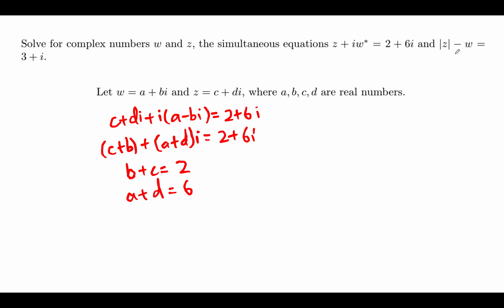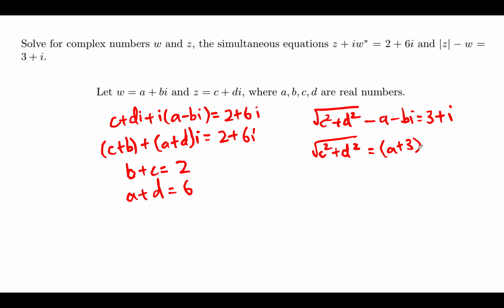Right, now we look at the second equation. Mod of z minus w equals 3 plus i. So the mod of z is the square root of c squared plus d squared, minus a minus bi, equals 3 plus i. Right, so if we do some simple reshuffling, we get the square root of c squared plus d squared equals a plus 3 plus (b plus 1)i.